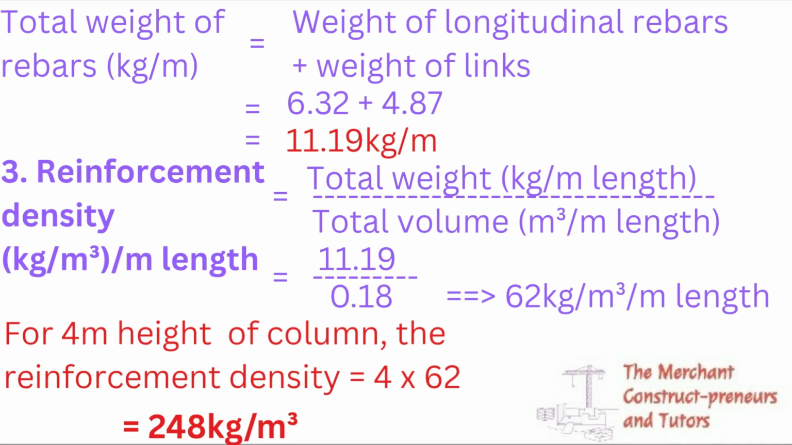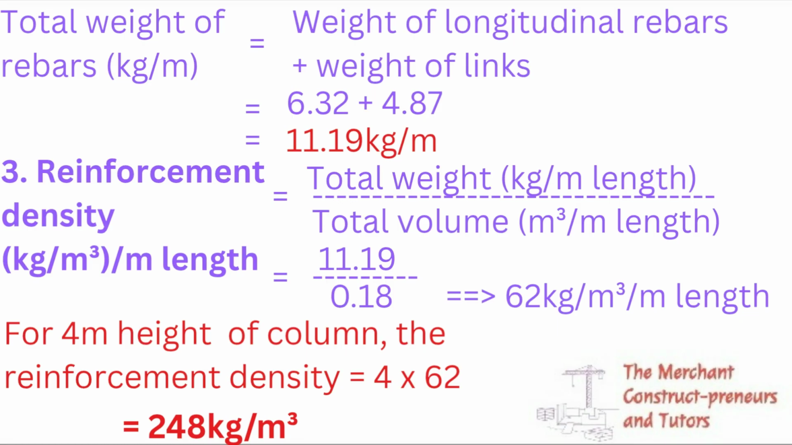Then lastly, we have to do the calculation for the reinforcement density in kilogram per meter cube per meter length. So total weight divided by total volume. Once you do that, you have 62 kilogram per meter length. Then for a 4 meter height of column, because that's what was in the question, multiply 4 by 62, we should have a total of 248 kilogram per meter cube.